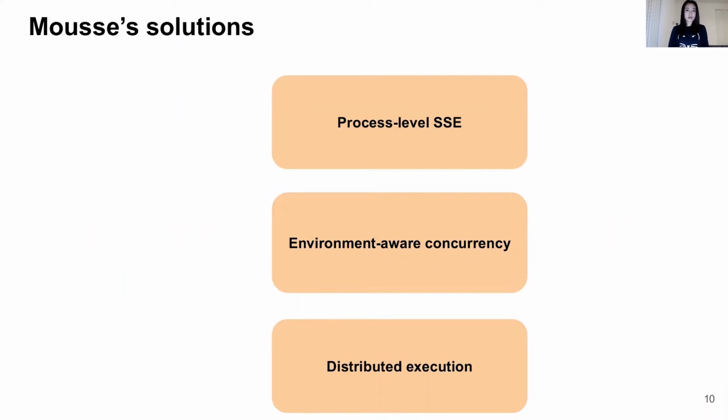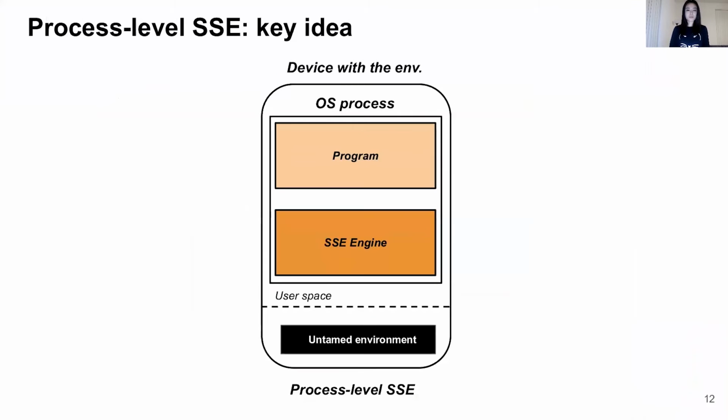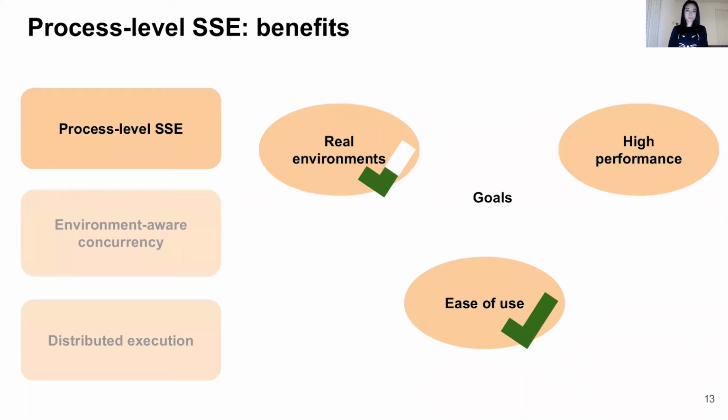Let's now briefly talk about the Mousse solutions. The first one is process-level SSE. It composes the program and the SSE engine into one OS process and runs the OS process directly on the device with the environment to do analysis. This solution makes Mousse easy to use. To use it is like simply launching an OS process on the device. It also uses real environments. However, this solution alone cannot fully satisfy this goal.